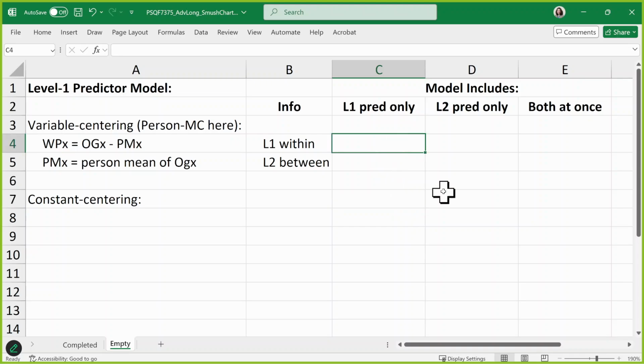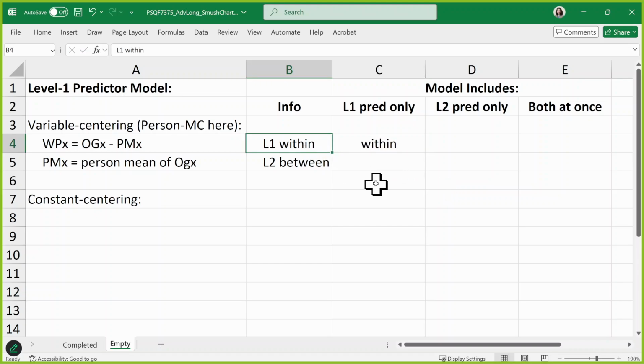So then if I put this new within person X variable in my model all by itself, what effect am I going to get back? Your choices are within, between, contextual, or smushed. Excellent. Within, yeah. It has to be that way because that's the only thing that's left in the variable. You've segregated them ahead of time so that you can understand more readily what the slopes have to be reflecting when you put them in the model.